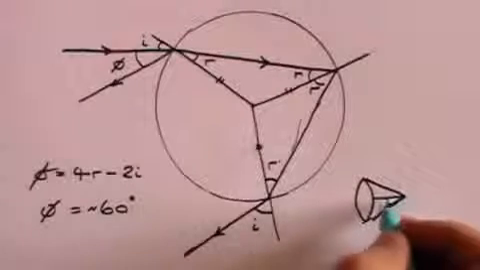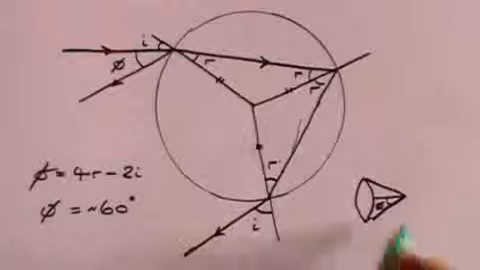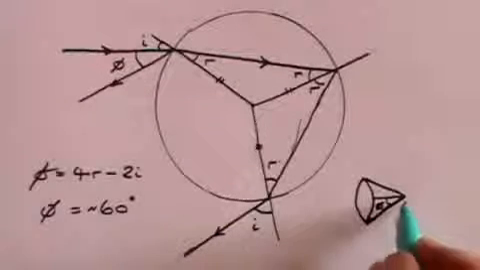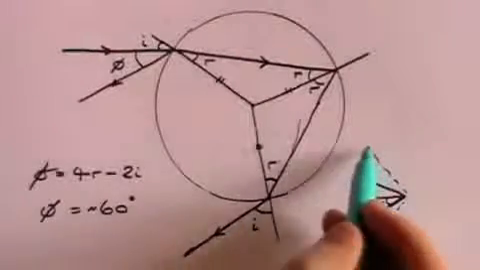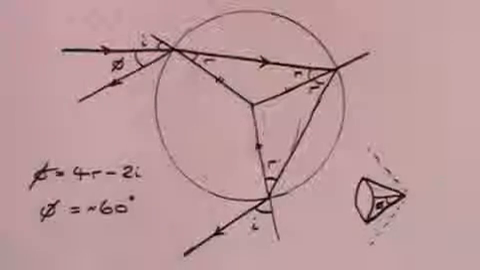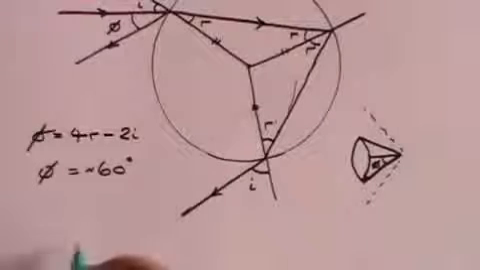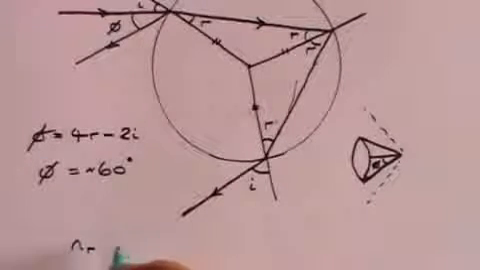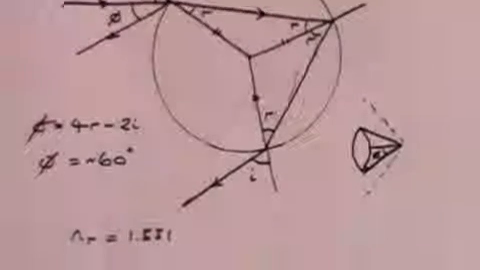Where this angle here, phi, is a maximum of 60 degrees. No light will emerge from the raindrop here, or indeed here. But, and here's the key point, the refractive index varies according to the colour of the light. For red light, the refractive index is 1.331.